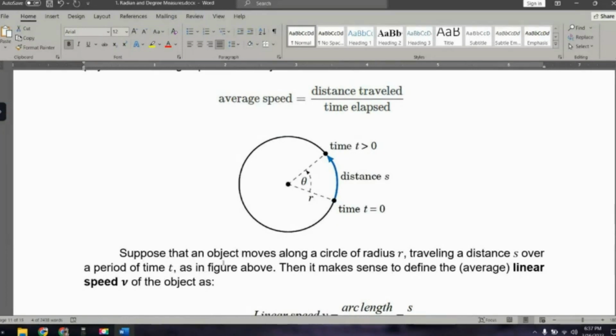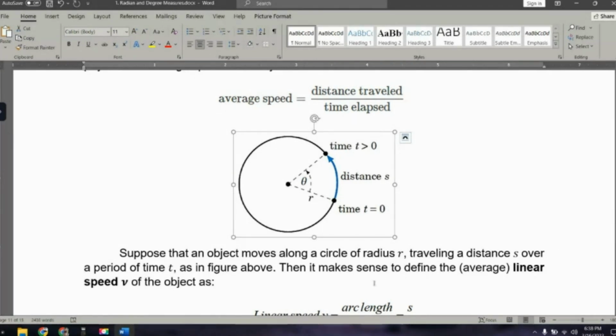Now, suppose that an object moves along a circle of radius r. Okay, so you just have the object sweeping out the circumference, no, of the circle. Now, traveling a distance s over a period of time t, as in the figure above. Here's the figure. So the object here will travel a certain distance s over the time t.